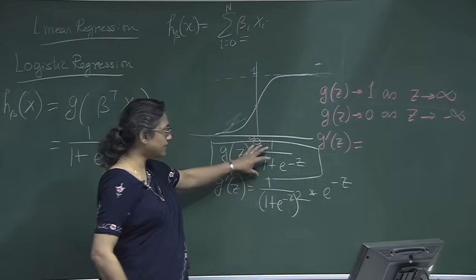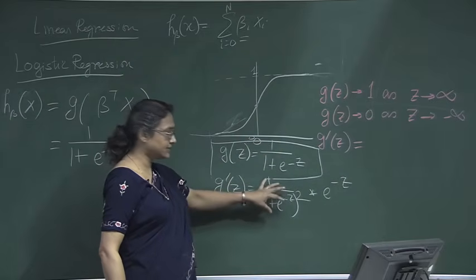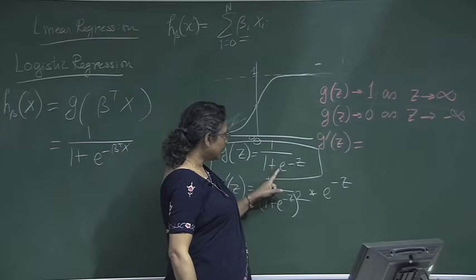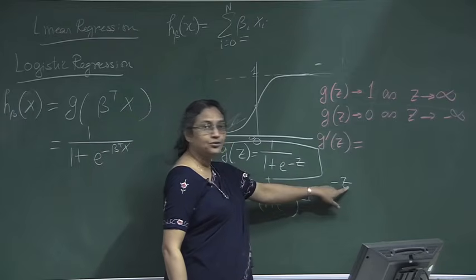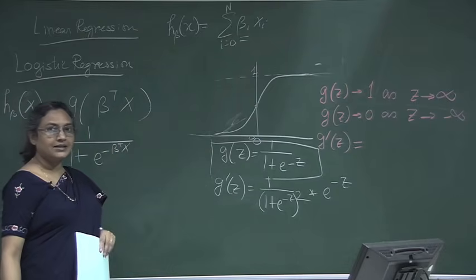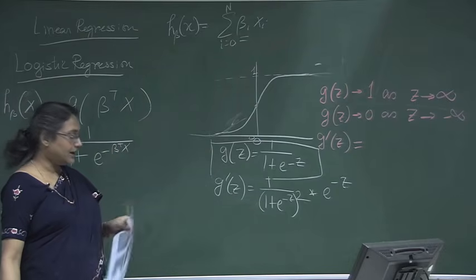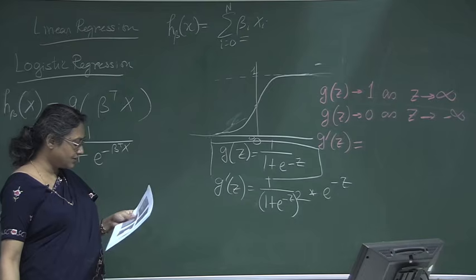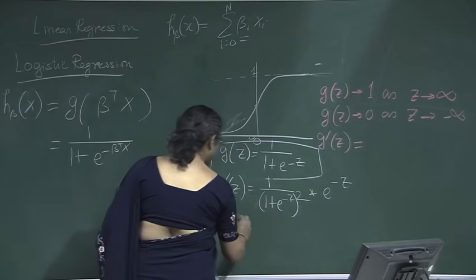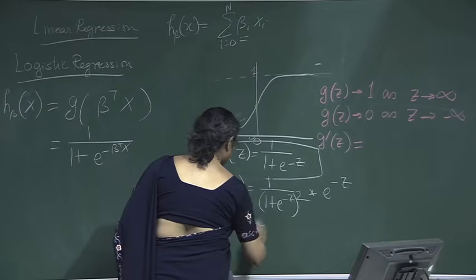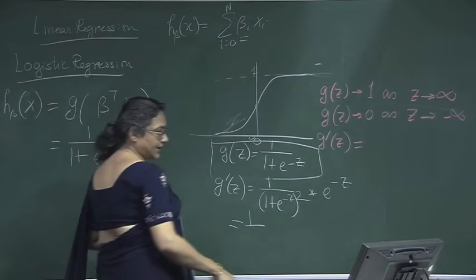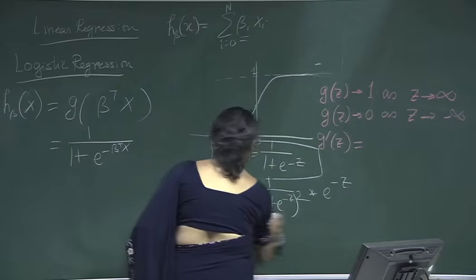So, we do a change of variable. This is 1 by x, which is 1 by x square, and by taking the derivative of this part, we get e to the power minus z. So, g dash z is e to the power minus z times 1 by 1 plus e to the power minus z whole square, and we can simplify this by doing some manipulation and write it as, let me write it where you can see.